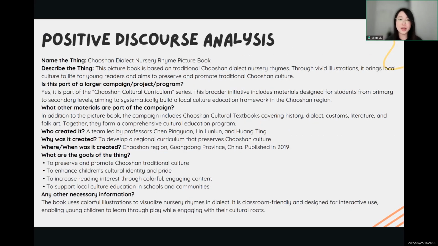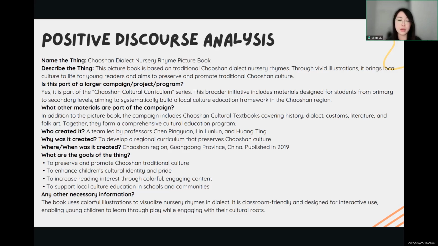Next, let's look at the positive discourse. We found a successful project that is similar to ours, and we learned a lot from it. The name of the project is Chaoshan Dialect Nursery Rhyme Picture Book. This picture book is based on traditional Chaoshan dialect nursery rhymes through vivid illustrations. It's a part of the Chaoshan cultural curriculum series.